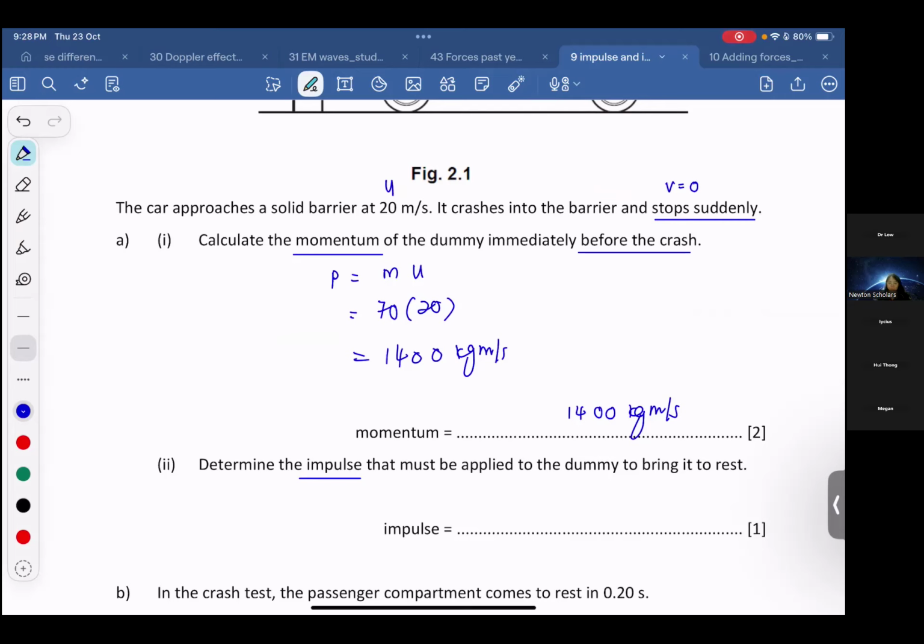Any of you? This one, no need to do calculation, dear. What is the impulse? Impulse is change of momentum, am I right? At the end it is at rest. So here, changes of momentum. Initially it is 1400, at the end it is 0. So your impulse, you just write it down only, 1400 kg meter per second. It changes from 1400 to 0. So how much changes of the momentum? Answer is 1400. That's why only 1 mark.